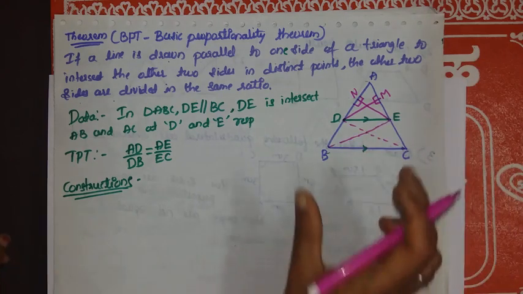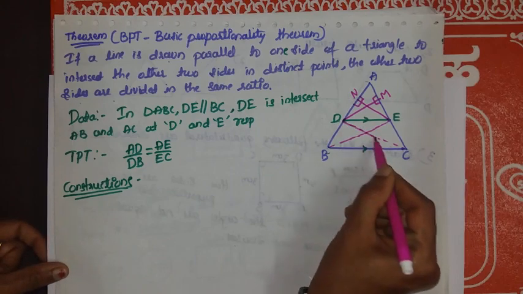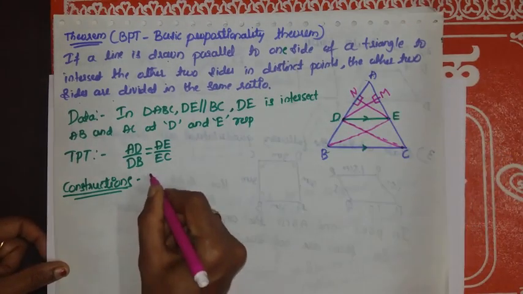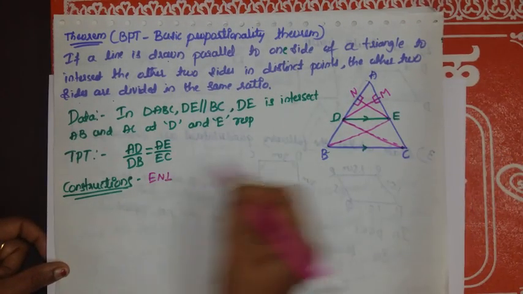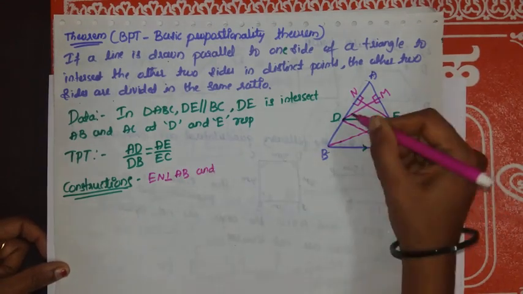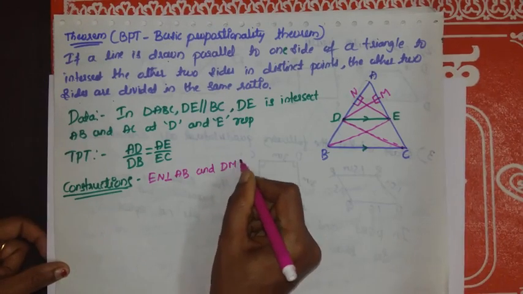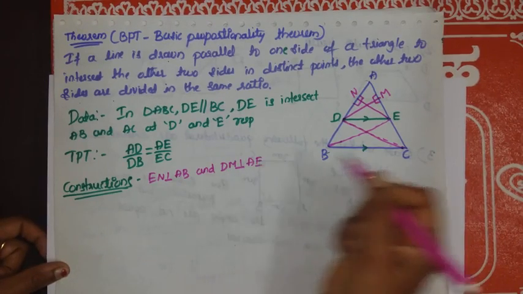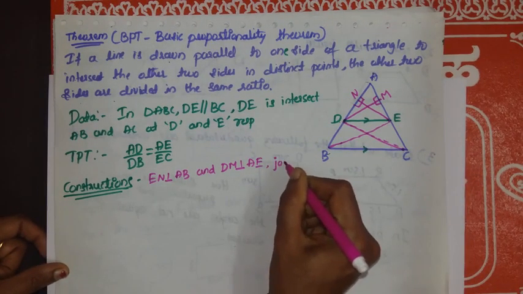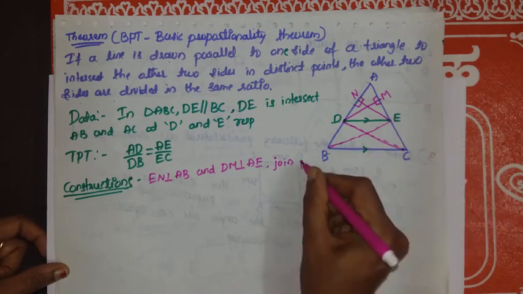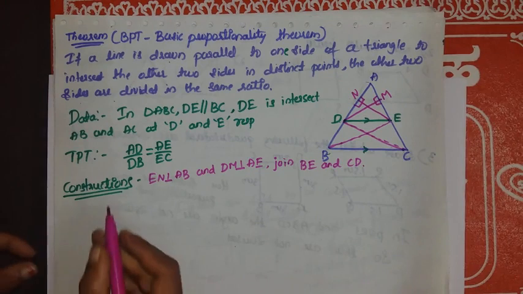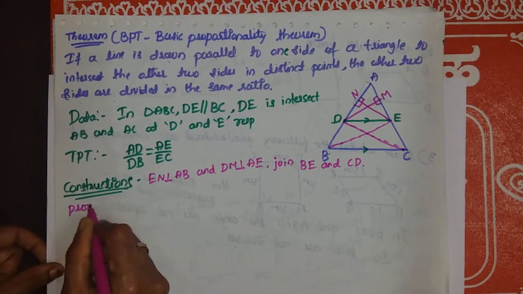So here we did some constructions. The constructions are EN perpendicular to AB and DM perpendicular to AE, and also join BE and CD. Okay, so these are the constructions. Now let's go to the proof.